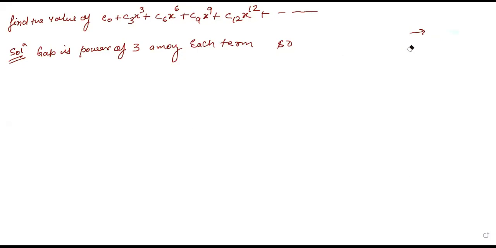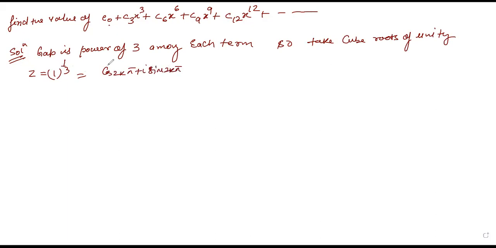So now here we have already seen that the gap between the terms is of the power 3. So we will target the cube roots of unity. So take cube roots of unity. What is the possible cube root of unity? Obviously z is 1 raised to the power 1 by 3. So that will come cos 2k pi plus iota sine 2k pi whole raised to the power 1 by 3. So that will be cos 2k pi by 3 plus iota sine 2k pi by 3.